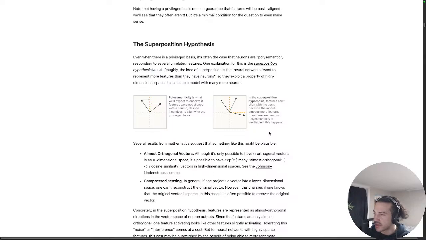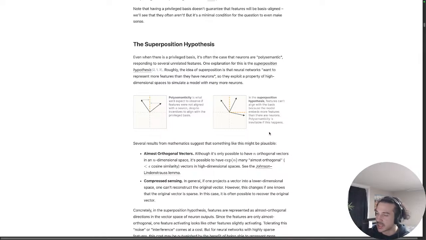Roughly, the idea of superposition is that neural networks want to represent more features than they have neurons, so they exploit a property of high-dimensional spaces to simulate a model with many more neurons. Diagrams again. On the left, polysemanticity is what we'd expect to observe if features were not aligned with a neuron, despite incentives to align with the privileged basis.